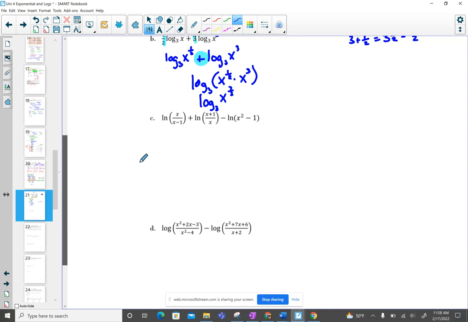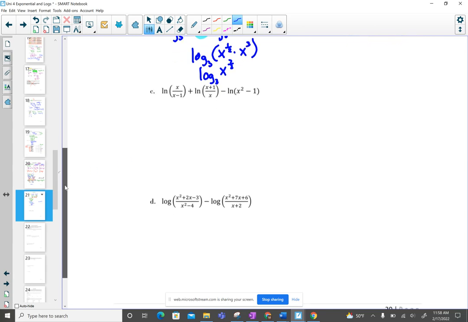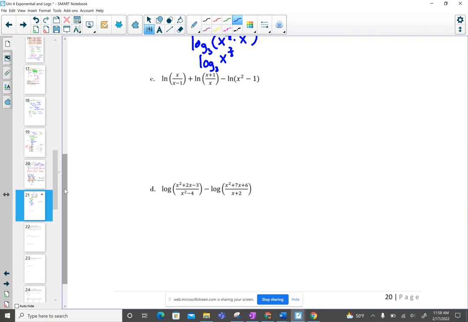Okay, these next two are a little bit more involved. But that's okay. It's nothing you guys can't handle. So there's no numbers in front of these, which is nice. So we're really looking at these signs.